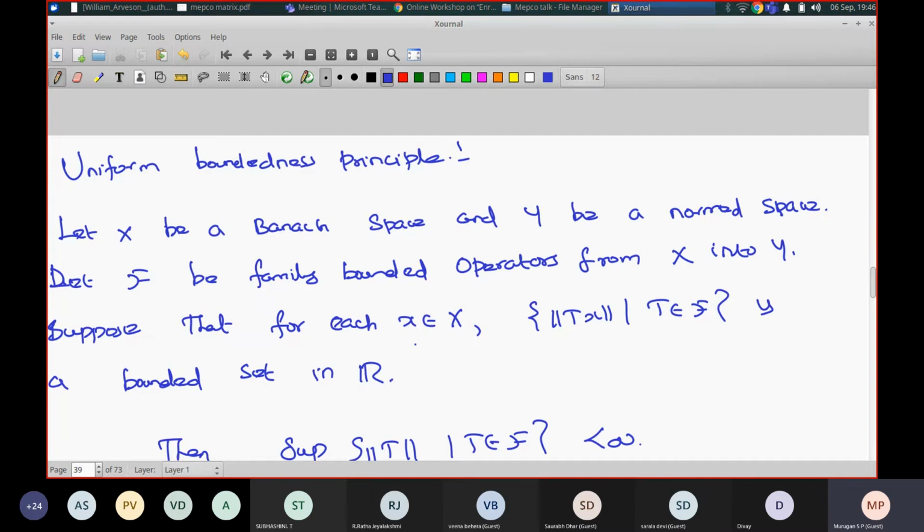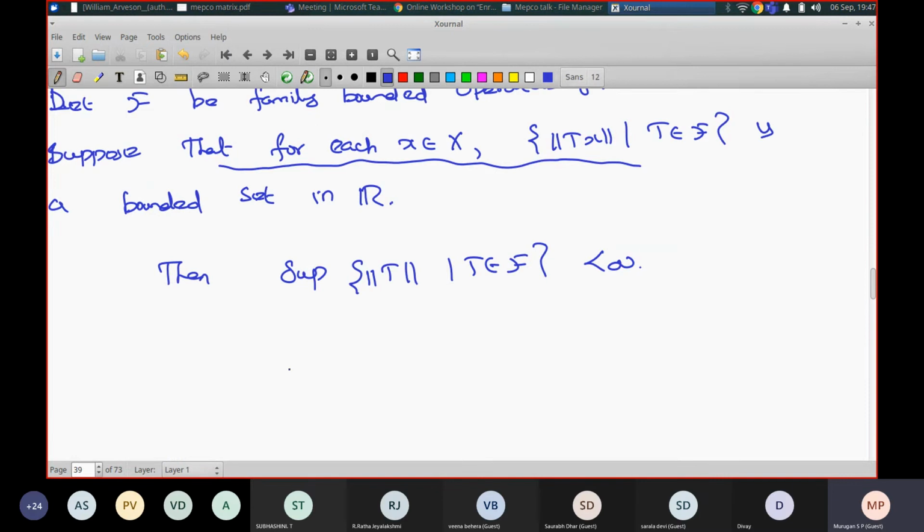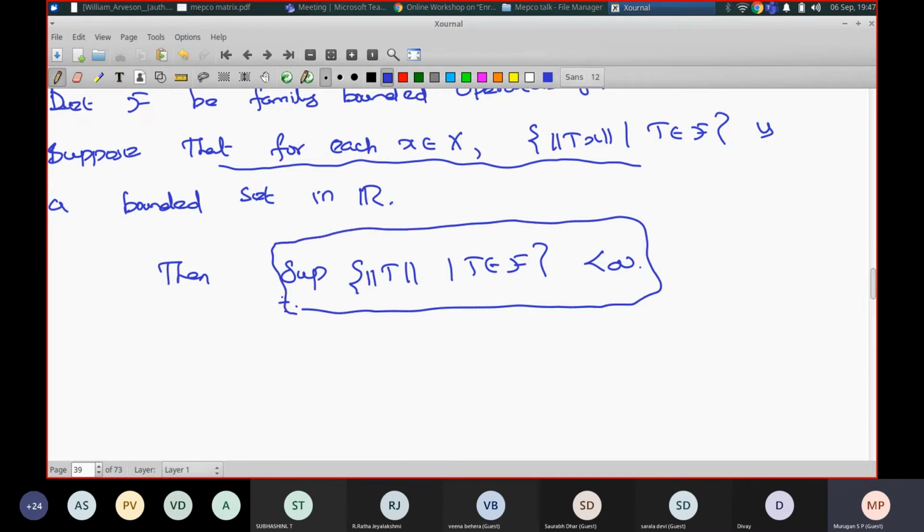Let F be the family of bounded operators from X into Y. And this condition is a very important condition. Suppose that for each x belongs to X, consider the set of norms of Tx, where T varies over F. If this is a bounded set in R, then the supremum is a finite quantity. See, this is very important. Why is the supremum a finite quantity?